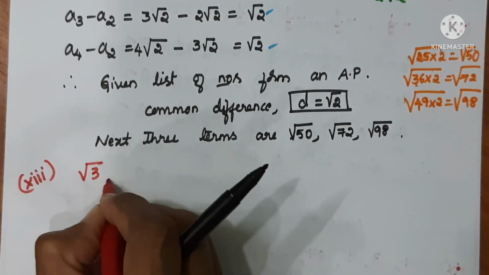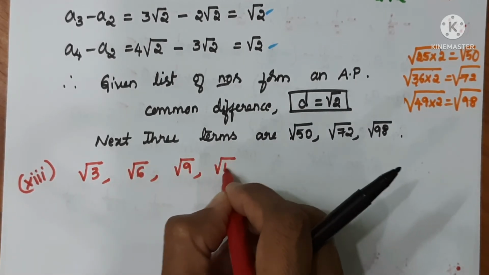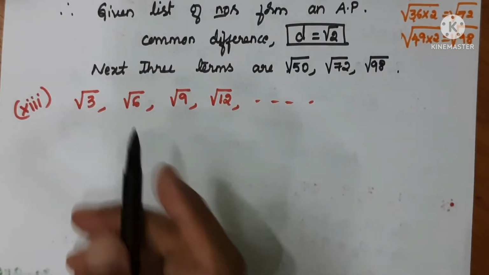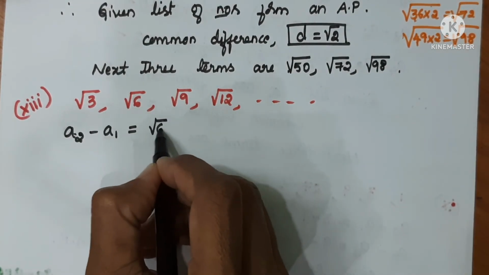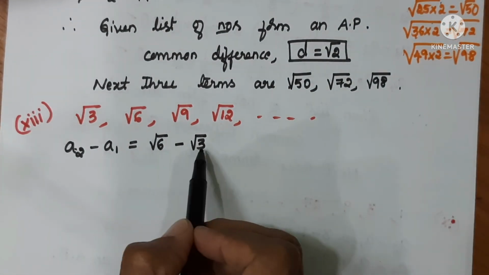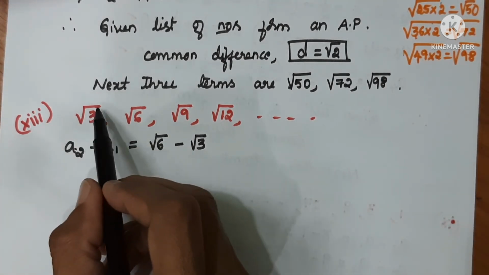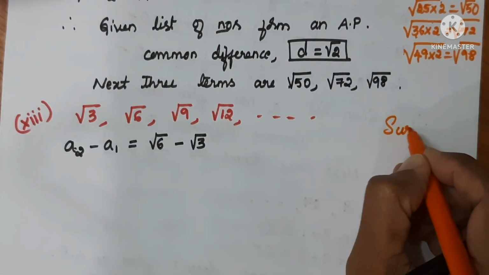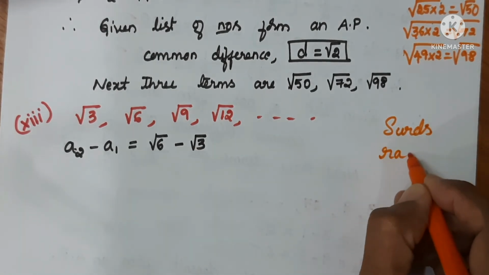Now let us find the next one. Root 3, root 6, root 9, root 12 and so on. First let us find the difference, whether the difference is common or not. A2 minus A1 equals root 6 minus root 3. Here we cannot subtract these two numbers because they are unlike surds. The numbers having the root are called surds, and the number inside the root is called the radicand.